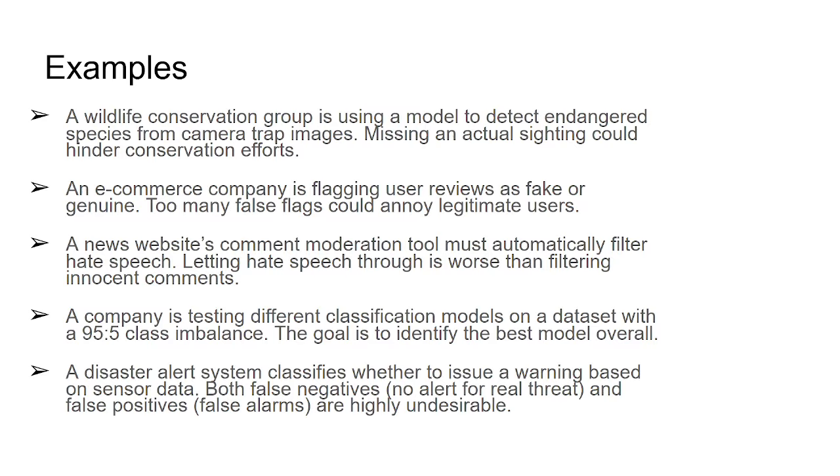A company is testing different classification models on a data set with a 95:5 class imbalance. The goal is to identify the best model overall. जब आपके पास इतना imbalance हो and you want to identify the best model overall, you're going to use the area under curve. Your last example is a disaster alert system that classifies whether to issue a warning based on sensor data. Both false negatives and false positives are highly undesirable. When you want a balance between these, you prioritize your F1 score.